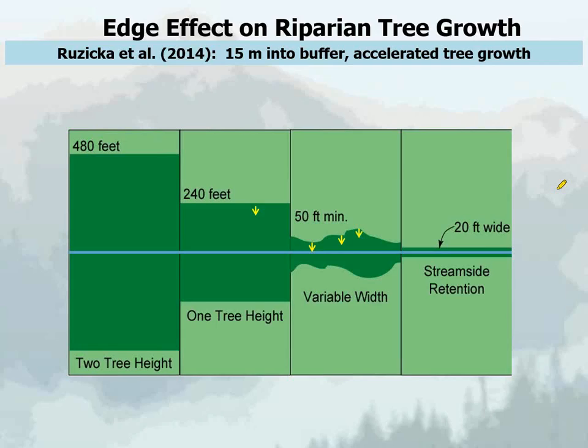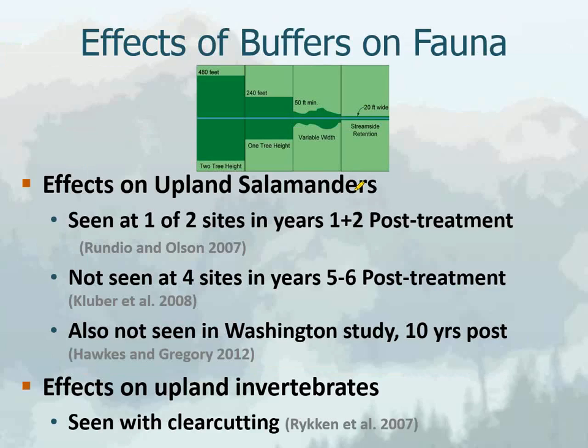Other studies, a couple quick things here. Ruzicka finished his PhD a year ago, and he found that there's an edge effect going from the thinning into the riparian buffer zone 50 feet, and trees are responding to that with accelerated tree growth 50 feet from the edge of a riparian zone. So if one of your objectives is to accelerate old growth or tree growth in your riparian zone, that edge effect with a thinning outside is 50 feet.